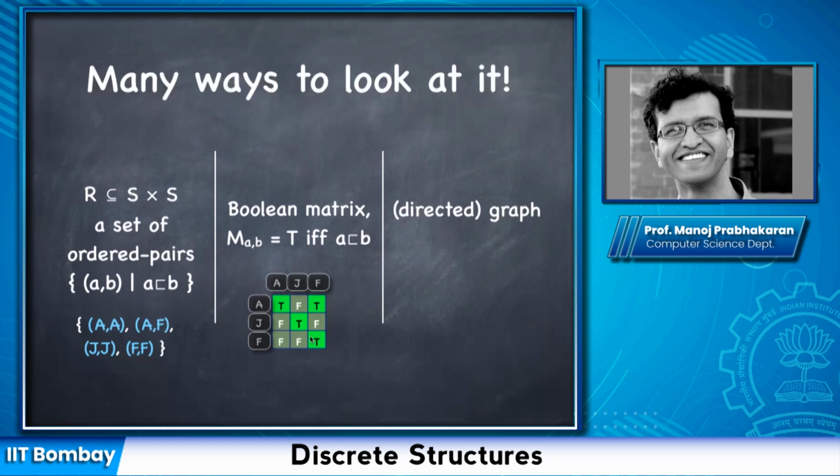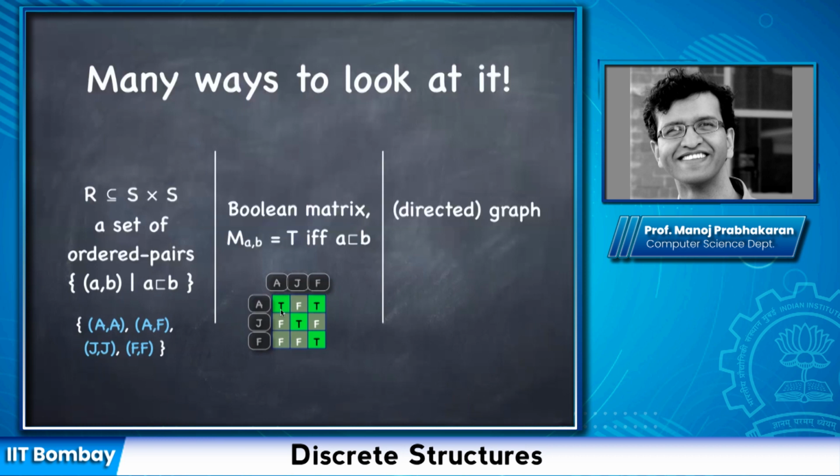And the entries in this matrix denote whether the relation holds for that pair or not, whether that pair belongs to the relation or not. So there are 4 true entries here corresponding to the 4 elements in the subset. So A comma A, J comma J, F comma F, and A comma F. Those are the 4 entries that are highlighted or lit up to indicate they are true.